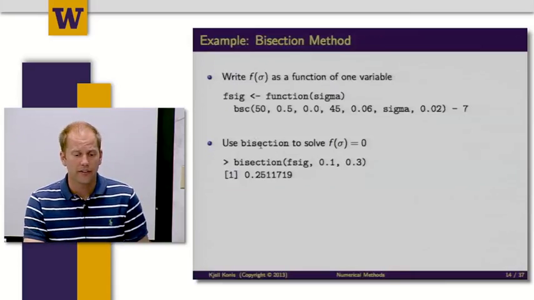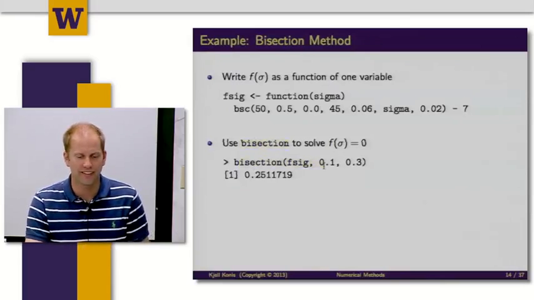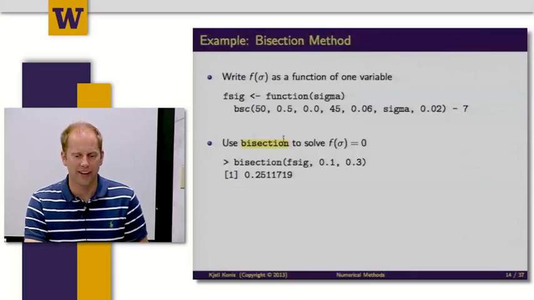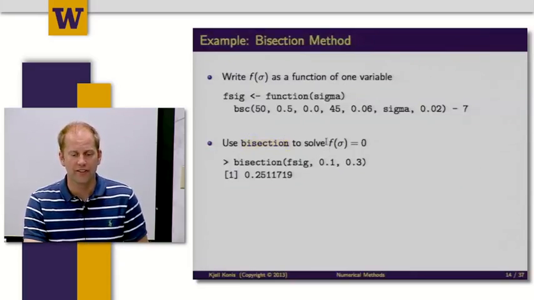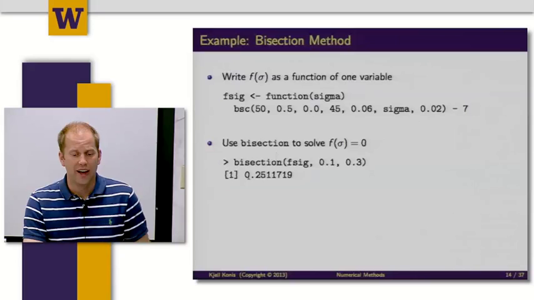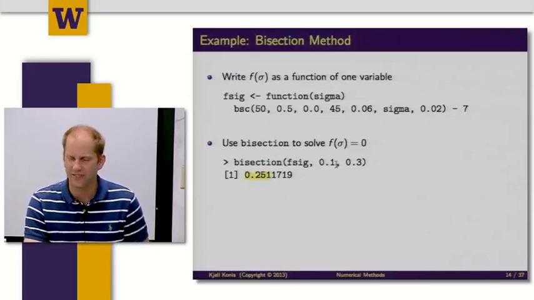And so now I just want to use this bisection. Bisection, this is supposed to be typewriter font, so it's supposed to look like this R code here. Bisection was just the name of the function that I had on the previous slide. So I want to use that function to solve f of sigma equal to 0. The arguments, remember, were the function that I want to optimize, and then the lower endpoint and the upper endpoint of the interval where I want that to work. And so it returns 0.25117. So what was the linear interpolation again?